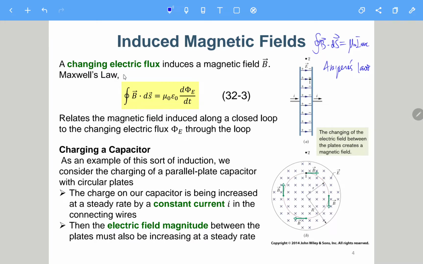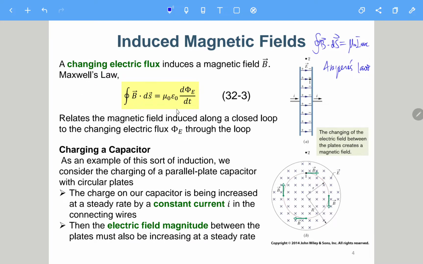Here it says a changing electric flux induces a magnetic field B, called Maxwell's law. So this one is called Ampere's law, and this one is called Maxwell's law. In this textbook, it separates Ampere's law into Ampere's law and Maxwell's law, and when you add the right-hand side terms together, the textbook calls it the Ampere-Maxwell law. But in some other literature, the whole thing is just called Ampere's law. This is the first time I see someone call this Maxwell's law.